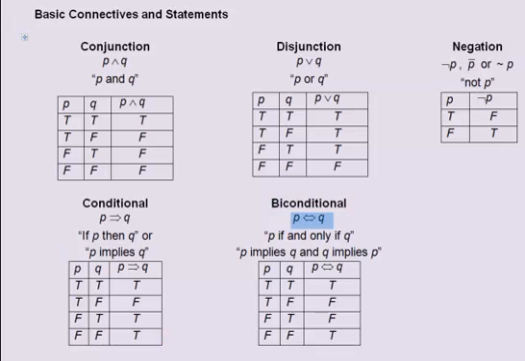Biconditional. This symbol. Said, P if and only if Q. Or P implies Q and Q implies P. P true, Q true, P if and only if Q true. P true, Q false, P if and only if Q false. P false, Q true, P if and only if Q false. P false, Q false, P if and only if Q true.